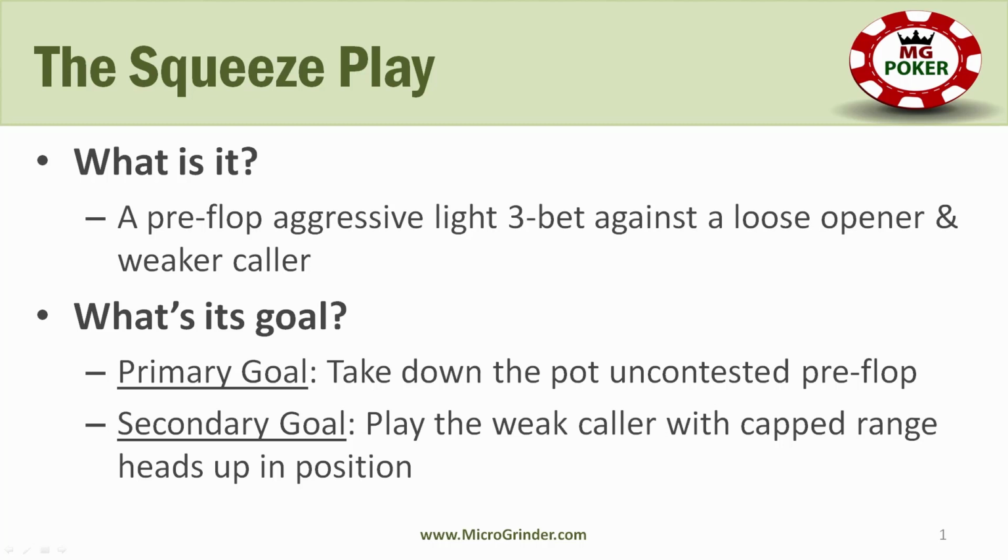So the squeeze play is a pre-flop aggression play. So what is it? It's a pre-flop aggressive light 3-bet against a loose open raiser and weak caller. So what's its goal? Well, it has two goals. The primary goal is to take down the pot uncontested pre-flop. And if that doesn't occur, try to get heads up against the weak initial caller with the weak capped range in position to that opponent.